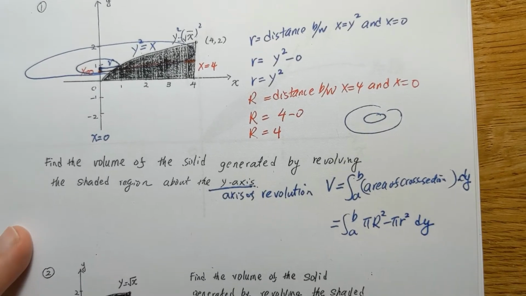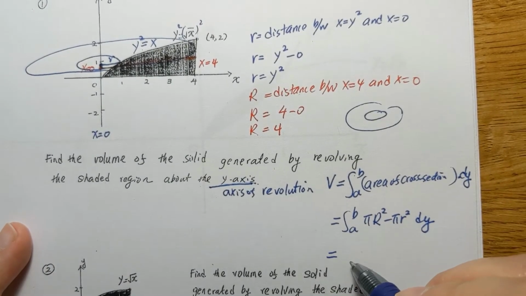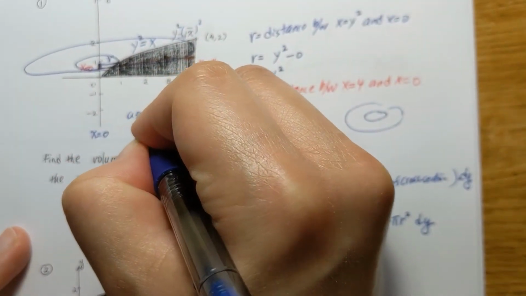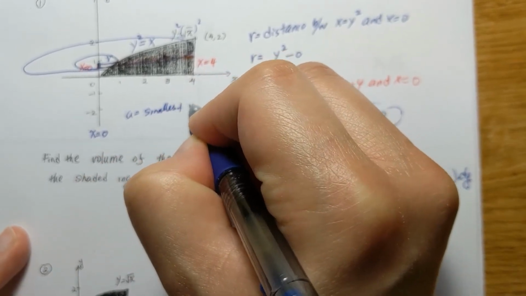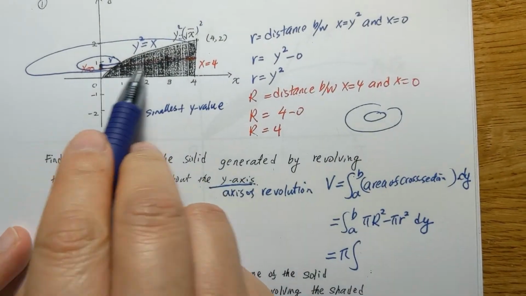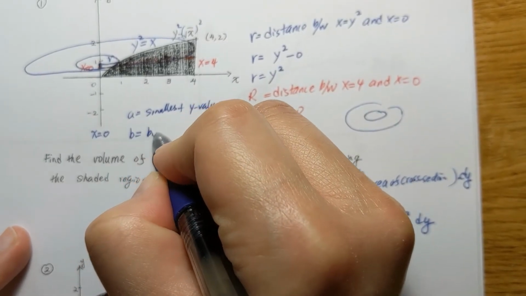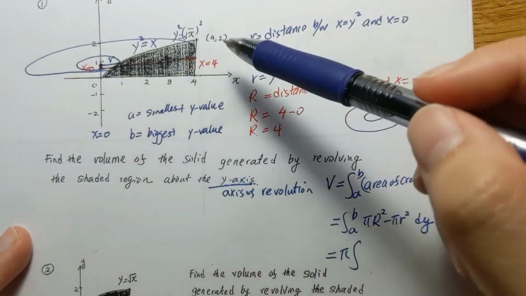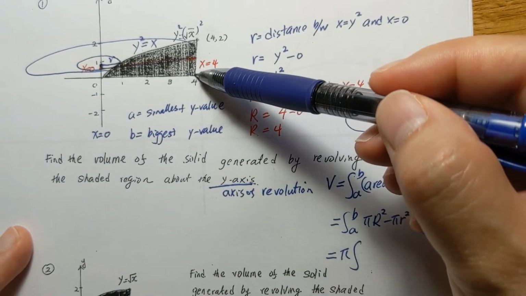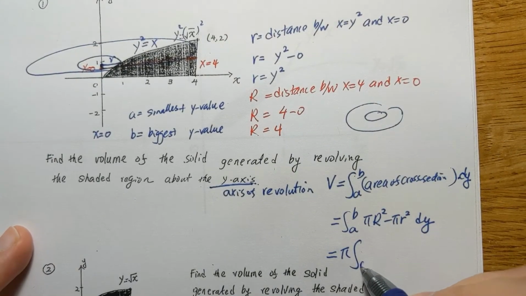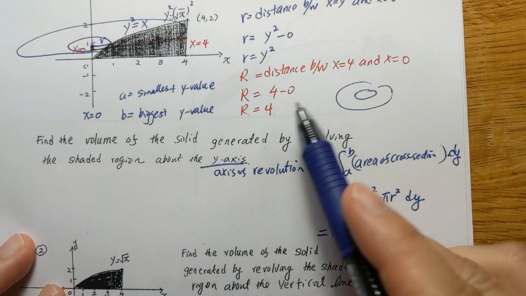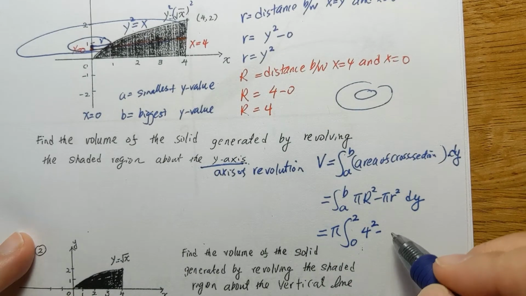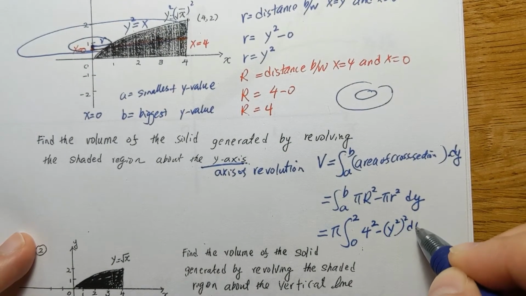dy. Now we are going to factor out or bring the pi outside, A to B. So A is going to be the smallest y value because you can see it is horizontal, and then B equal to the biggest y value. So you go back to this shaded region over here. The smallest y value is 0, the biggest is 2. So therefore it's 0 to 2. And we found the big radius 4, so 4 squared minus, and then the small radius is y squared, so it's y squared, holding square, dy.